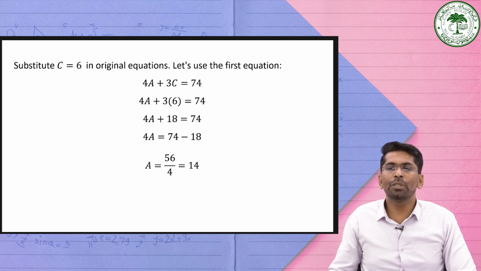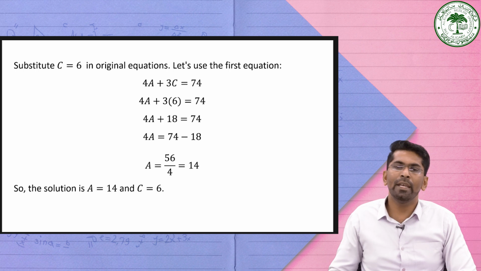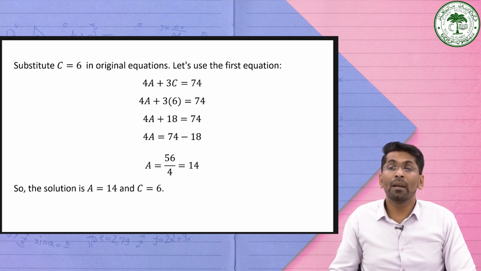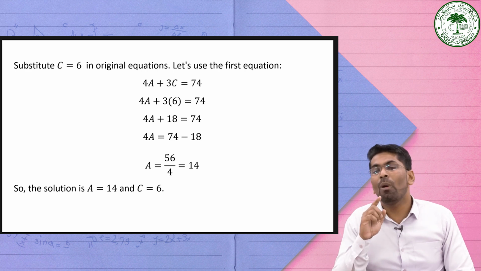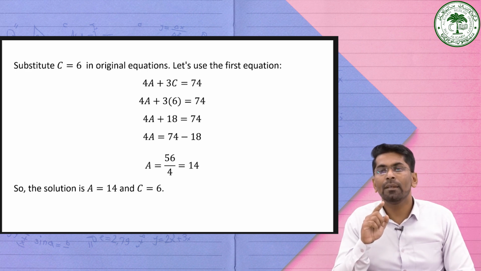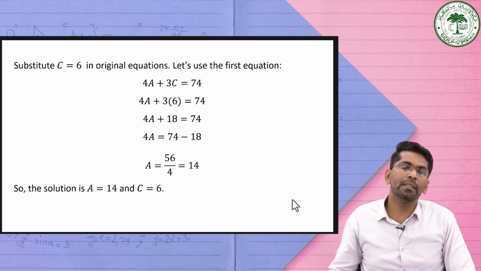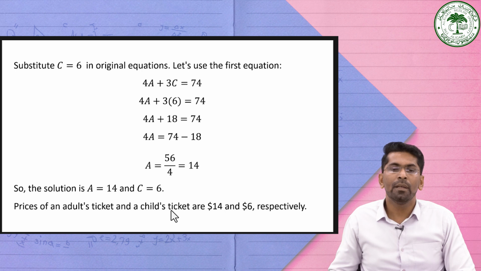So the solution of the system of equations is A is equal to 14 and C is equal to 6. Therefore, we can conclude that the price of the adult ticket and the children ticket is 14 and 6 respectively. That is, the adult ticket is equal to $14 and the children ticket is equal to $6.